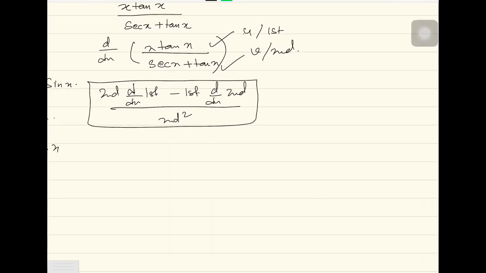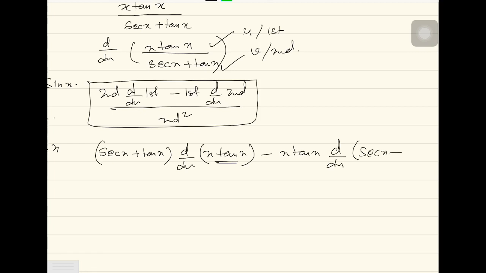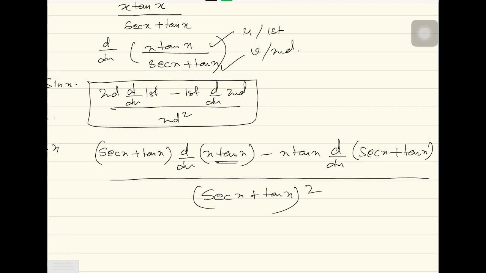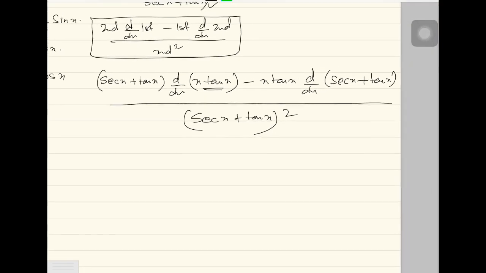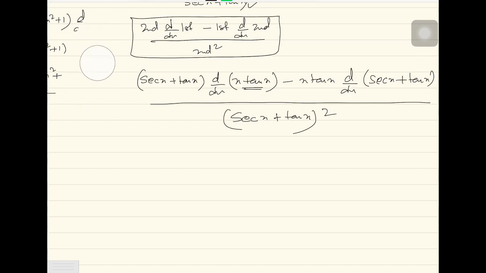Now I need to apply the function. So second is sec x plus tan x. Carefully, d/dx of first is d/dx of x tan x. Look at this carefully. Here I will have to apply the product rule later again, because x and tan x are being multiplied together, isn't it? Okay, minus first, which is x tan x, and d/dx of sec x plus tan x, correct? Whatever is the first and the second, putting the values in place, divided by (sec x plus tan x) whole square, correct?